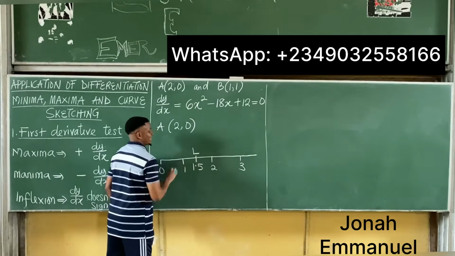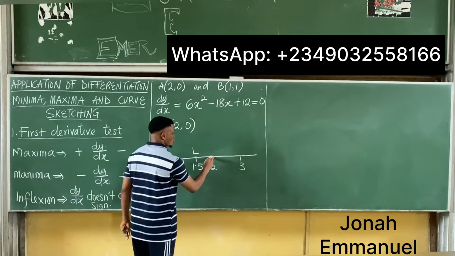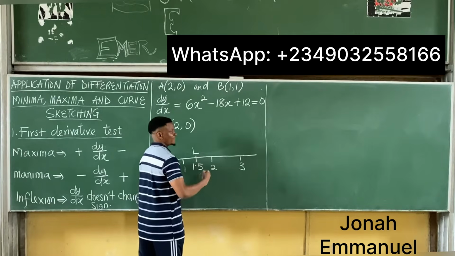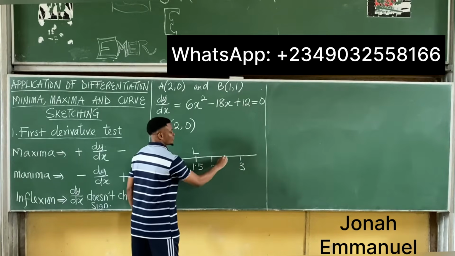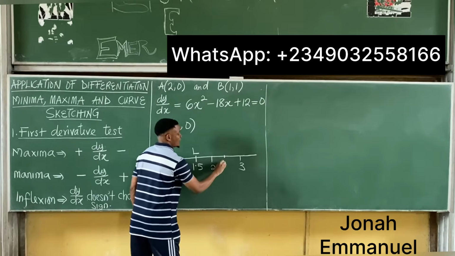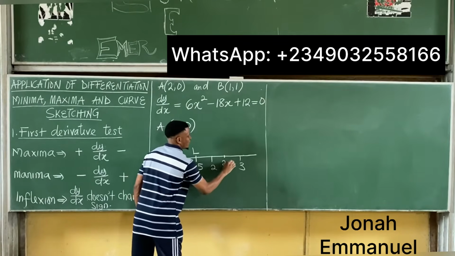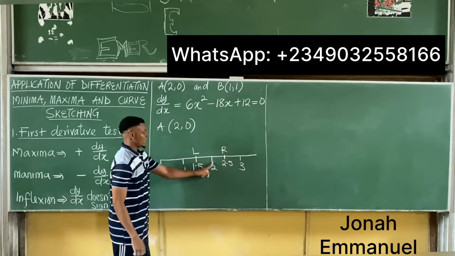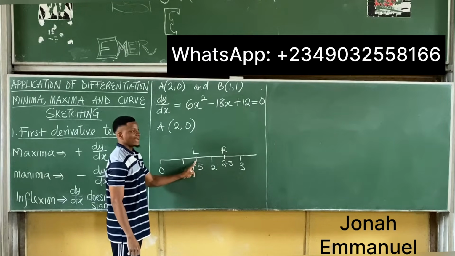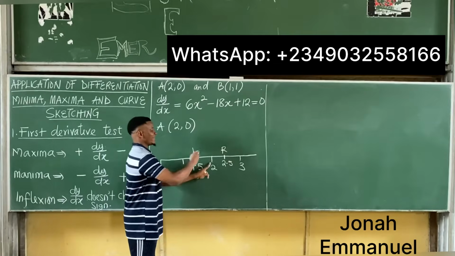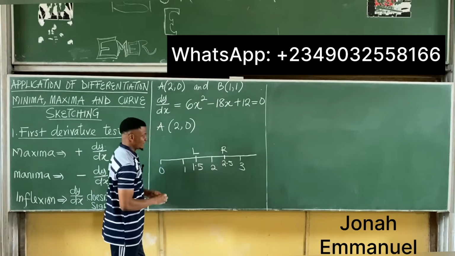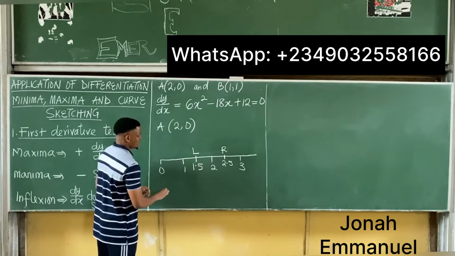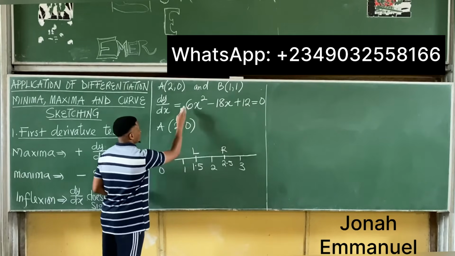This is my left hand side. For 2, move 0.5 to the right hand side. If I move to the right hand side by 0.5, I will have 2.5 before 3. So for 2 now, to my left hand side, I have 1.5, and to my right hand side, I have 2.5. So let's put these values into dy over dx.